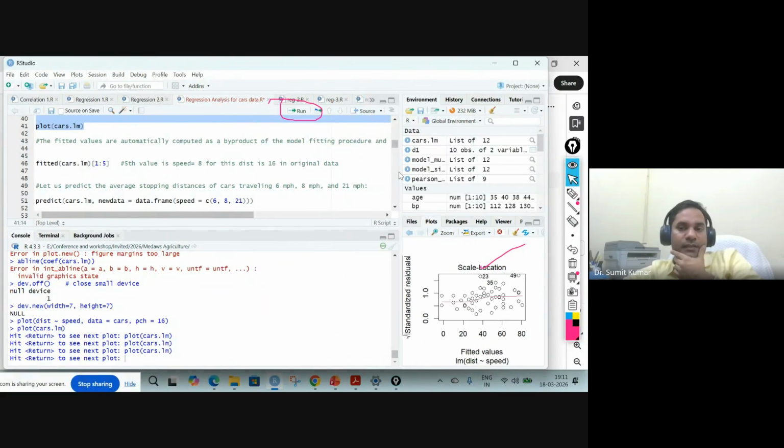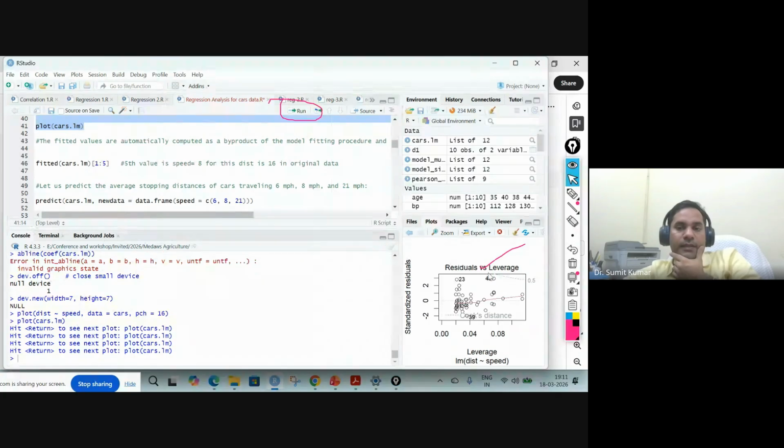If you run this again, this is the scale location, meaning some outliers are there. You can find these by using this method. Residual versus leverage, some points are there that are affecting your study. Then you can identify them by using this plot.